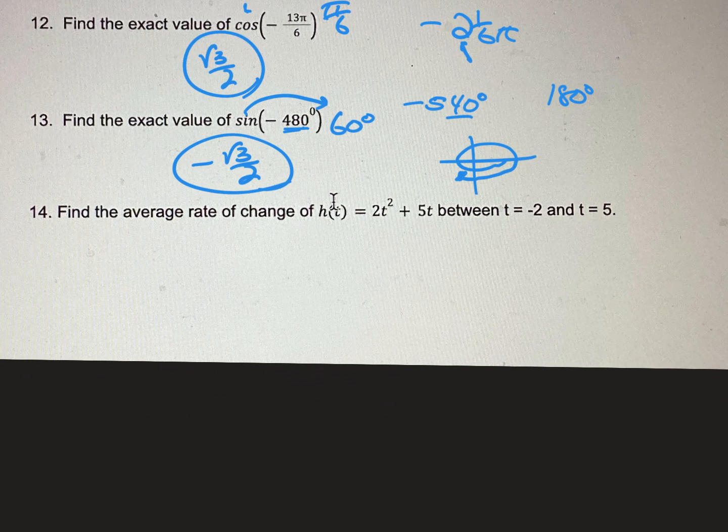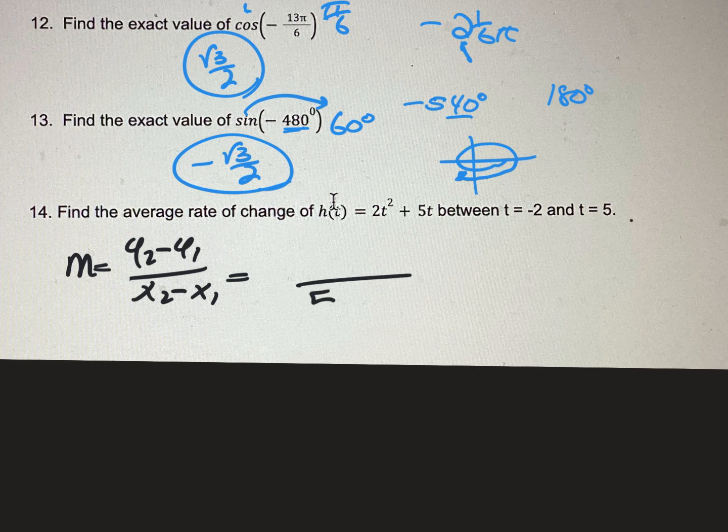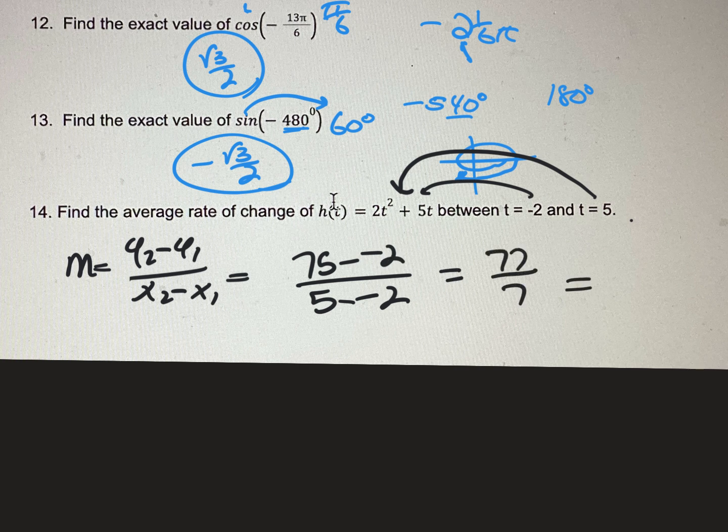Average rate of change. Average rate of change means slope. So slope is, don't forget, y2 minus y1 over x2 minus x1. My x's are right here, the 5 and the negative 2. So I'm going 5 minus negative 2. To get my y's, you've got to plug in your x's. So I'm going to put the 5 in here. If I do that, I get 75 minus. Also, look where I put the 75. I put the 75 over the 5 because that's what I plugged in to get it. If I plug in negative 2 over there, I'm going to get negative 2. So on my numerator, I get 77. My denominator got 7. That works out perfectly. It doesn't work out perfect very often, but that time it did.